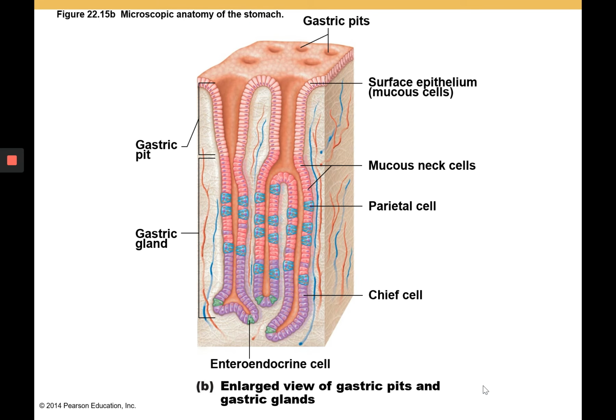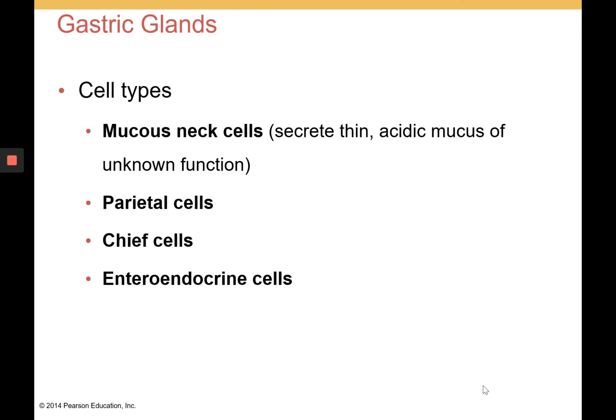So here is a small image of the gastric pits that we would find dotting the surface or mucosa of the stomach. You can see there's different types of cells found in these gastric pits, and they all have different functions. The types of cells you might find are mucous neck cells, parietal cells, chief cells, and enteroendocrine cells. Enteric or entero is a common prefix used to associate or talk about the small intestine, or just a general term for the GI tract.